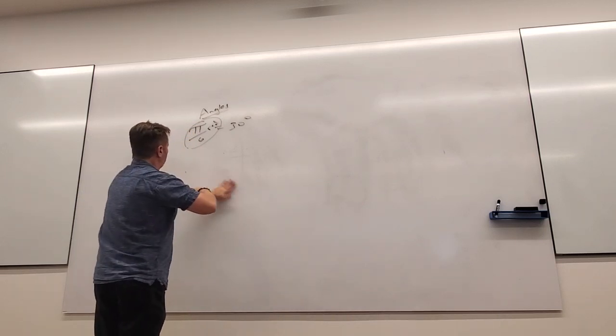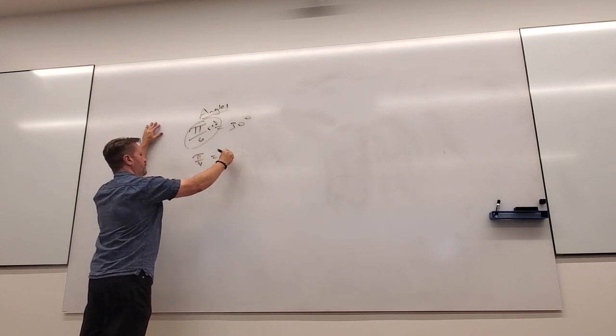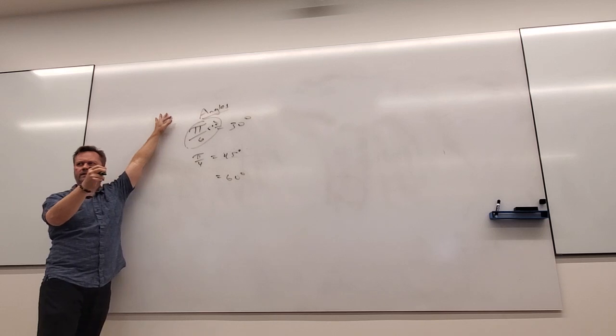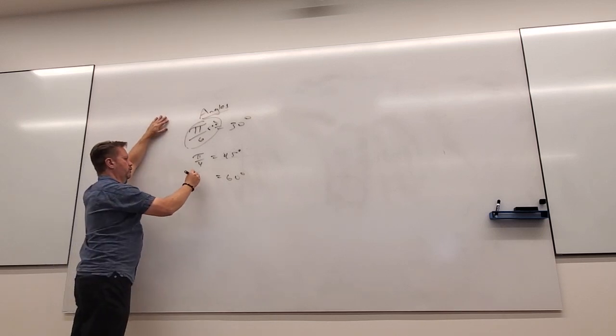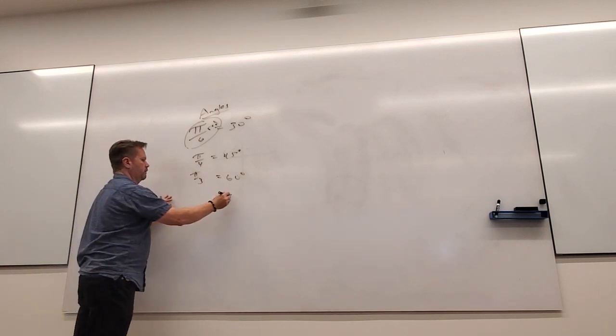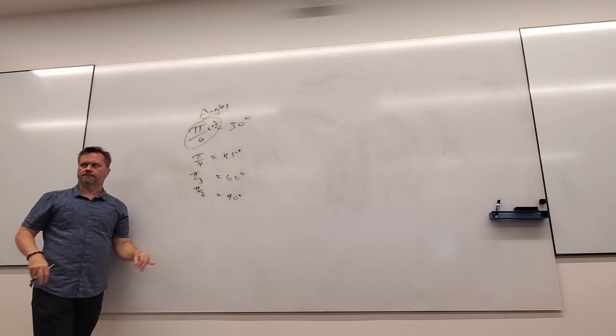How do we get 45? We already did that. Pi divided by 4 is 45 degrees. How do I get 60? What do I divide 180 by to get 60? 3. So pi over 3 is 60 degrees. Right, and of course we already did 90. Pi divided by 2 is 90.